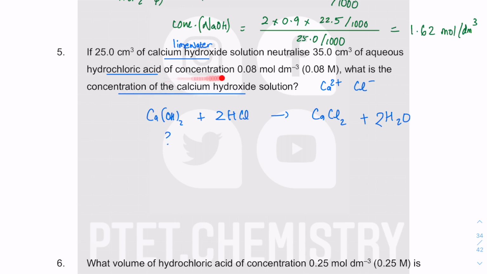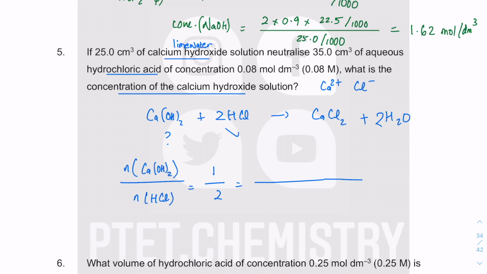I have the concentration of HCl and I have the volume of HCl, so I need to set up my equation. The mole of the calcium hydroxide is to the mole of the HCl. From the balanced equation, my balanced equation shows 1 mole of calcium hydroxide reacts with 2 mole of HCl. I follow my label, what I have written down very, very clearly.